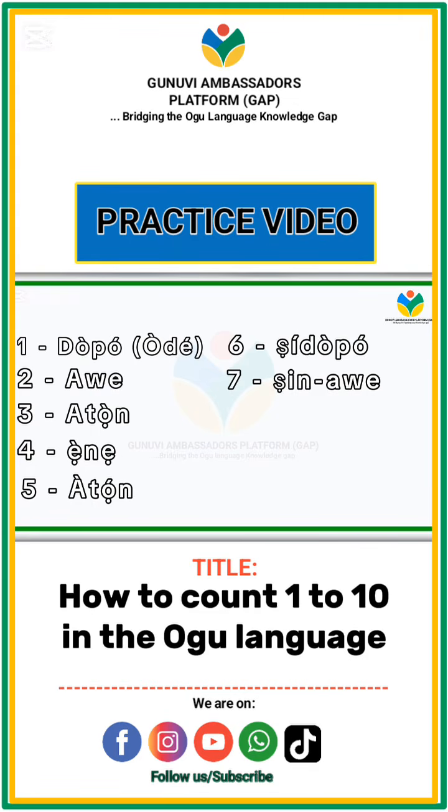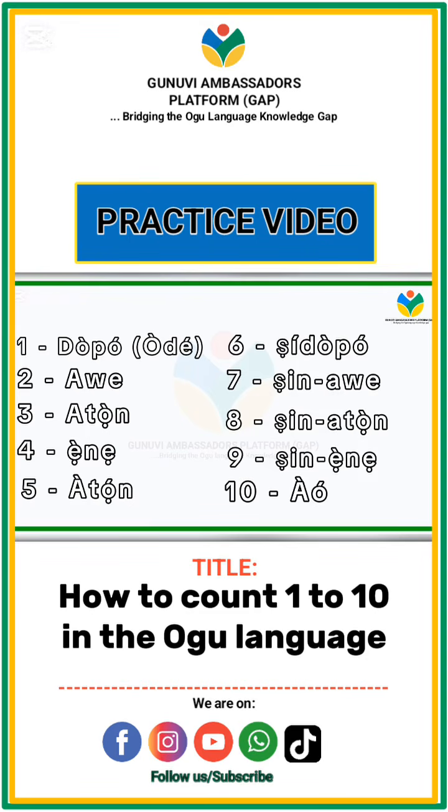Chiawi. The way you pronounce it is going to be very fast. 8 is called Chiaton. Then 9 is called Chiene. And 10 is called Ao.